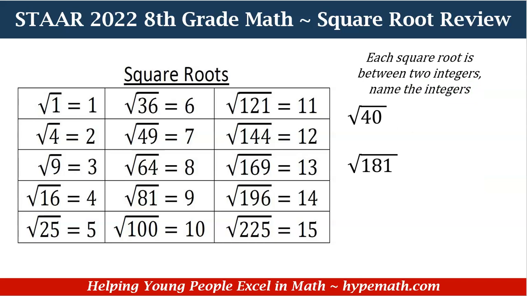So let's try some more. Now, let's look at the square root of 40. Tell me what you think the two integers this square root would be in between. And also 181, same thing. What are the two integers that the square root of 181 would be in between, and why?